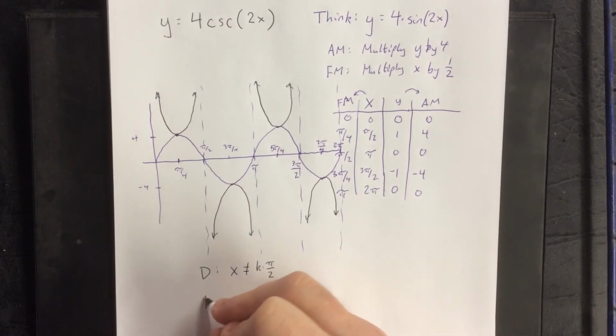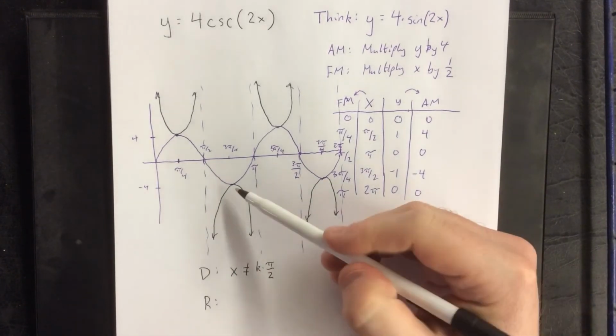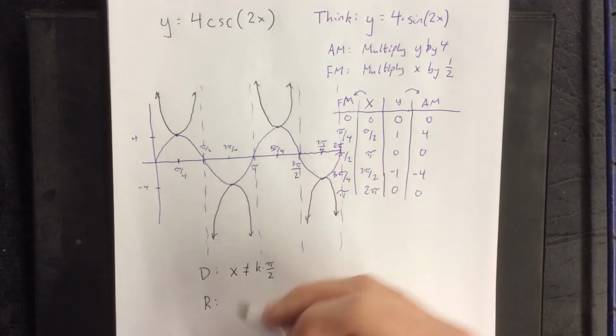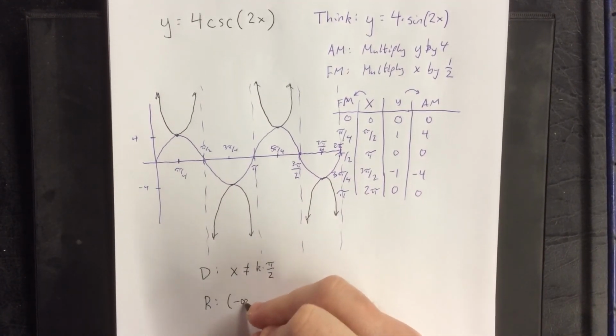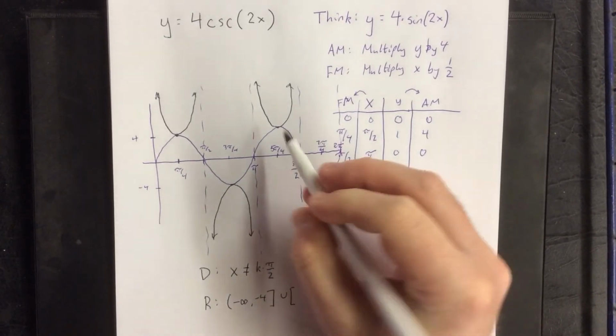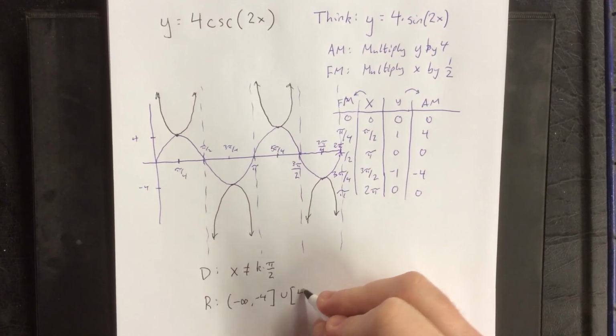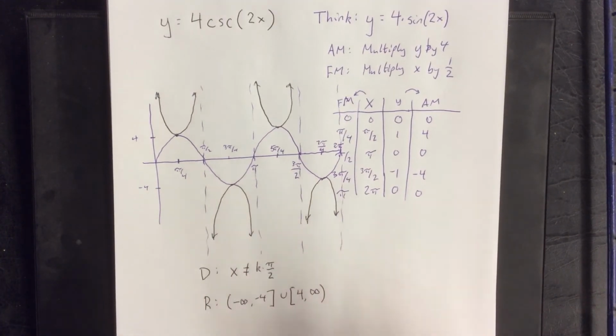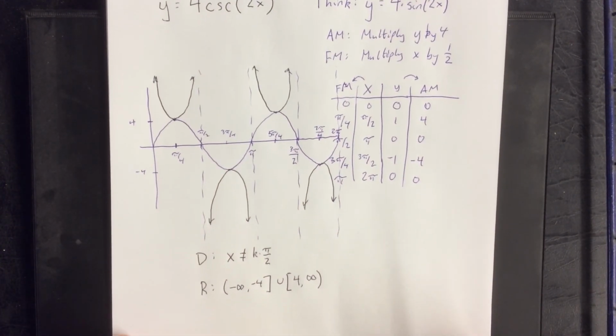As far as the range is concerned, the lower parts have a maximum value of -4 and then go down to -infinity. The upper portions have a lowest point of 4 and then go all the way up to +infinity. That is how we come up with a complete graph of our cosecant function.